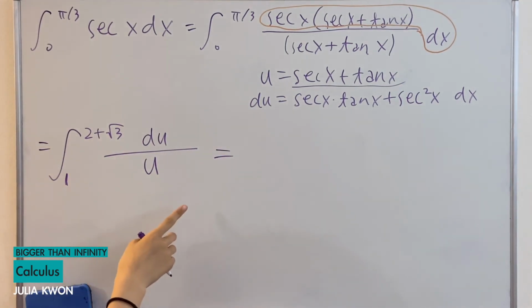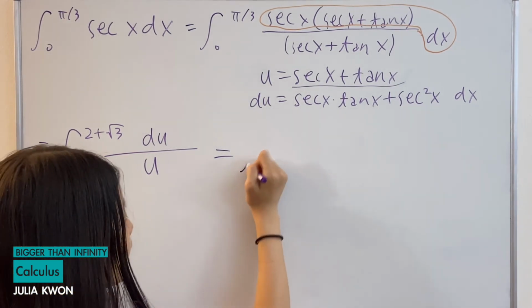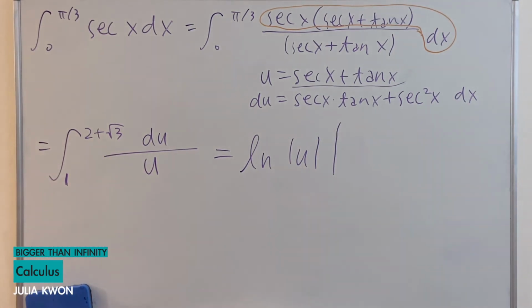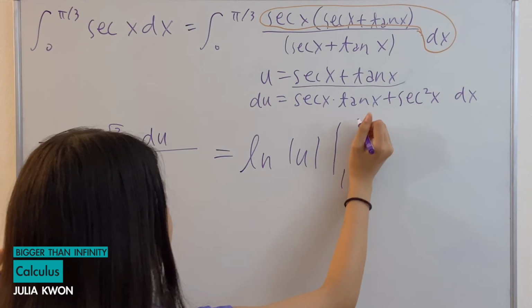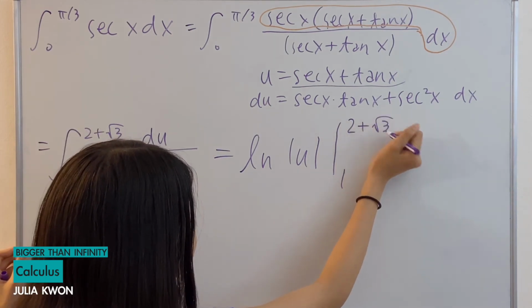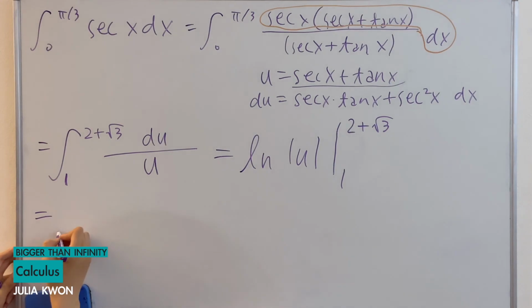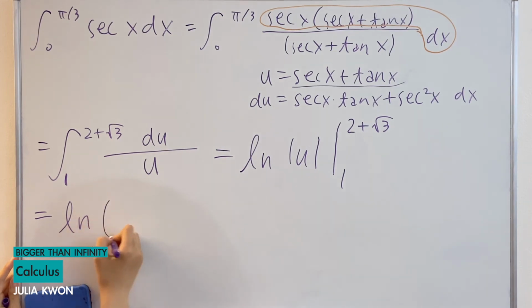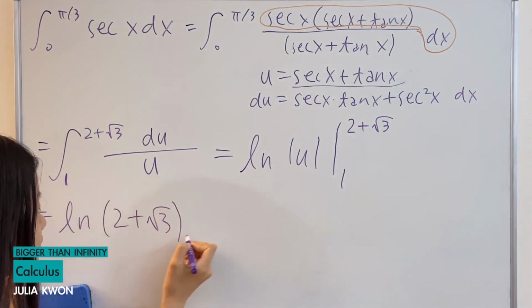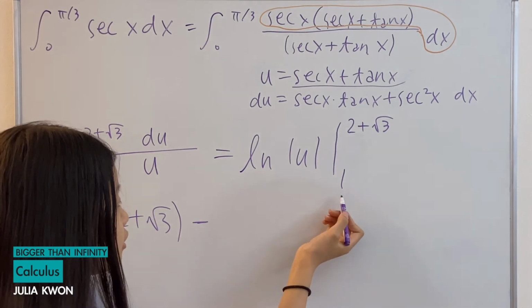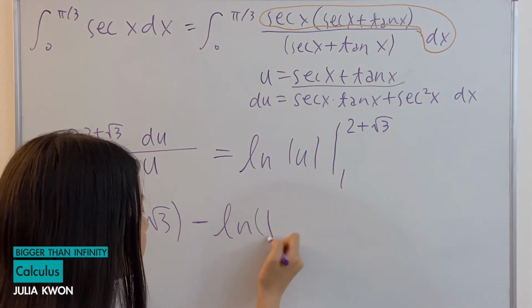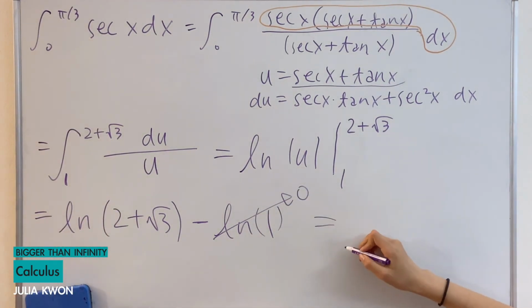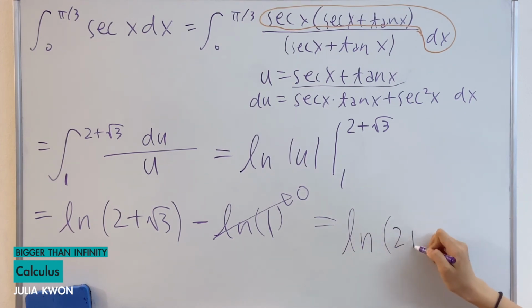Now we're going to take the integral of 1 divided by u, which is ln of the absolute value of u. And now we're going to put in our limits, 1 and 2 plus the square root of 3. If we put in u equals 2 plus the square root of 3, we have ln of 2 plus the square root of 3, minus, if we put in 1 for u, ln 1. But ln 1 is just equal to 0, so we don't have to worry about that. And that would make our final answer ln of 2 plus the square root of 3.